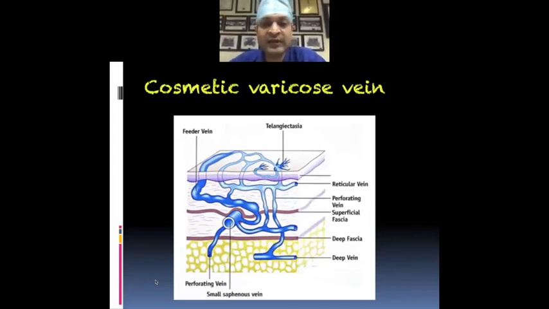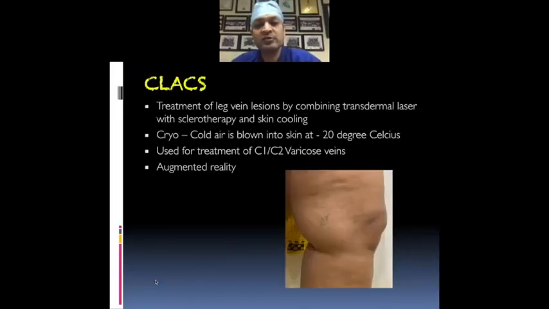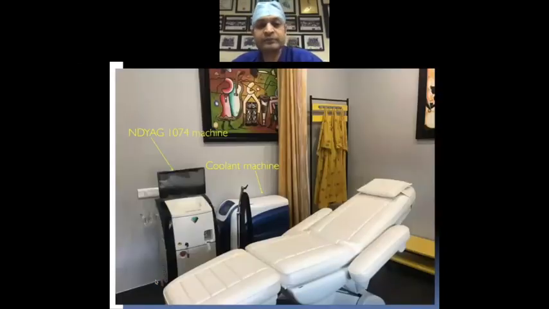For cosmetic varicose veins, telangiectasias and all, there are various techniques by which you can close these C1 varicose veins directly with a sclerosant, or you can use a transdermal laser along with the sclerosant, what we call Clark's technique. So you need a very different setup because you need to use very expensive machines.